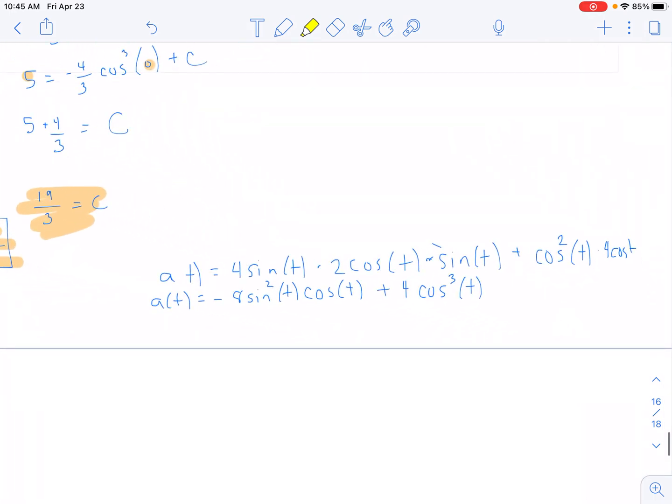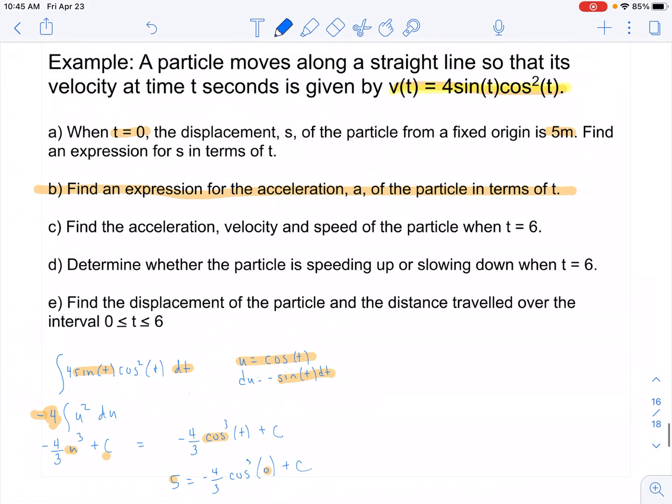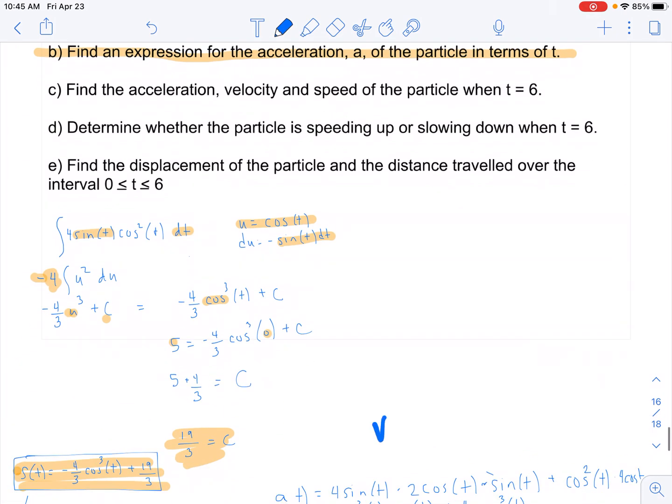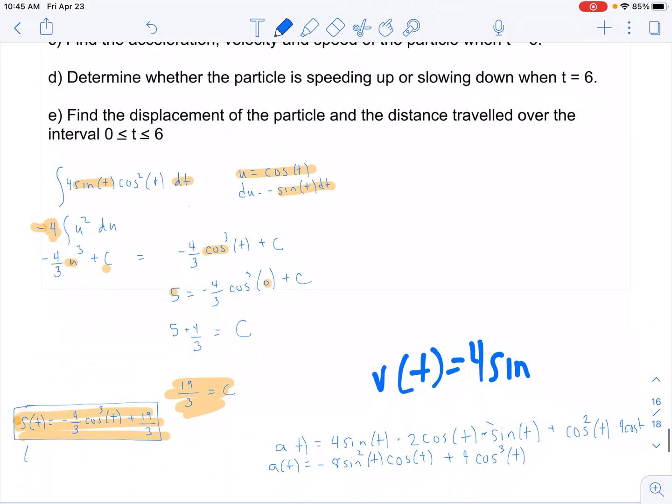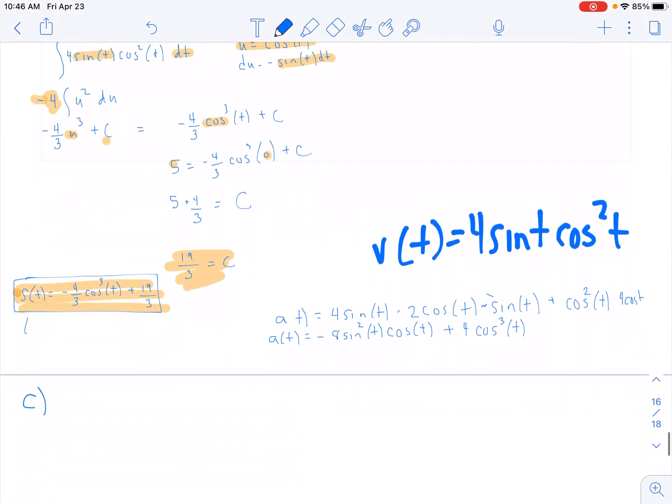So let me rewrite so we have 4 sine t cosine squared of t. So I have the first times the derivative of the second. The derivative of the second will involve the chain rule. So I have 2 cosine times the derivative of cosine, which is negative sine, plus the second function times the derivative of the first. When we simplify this, we get negative 8 sine squared t cosine t plus 4 cosine cubed t.